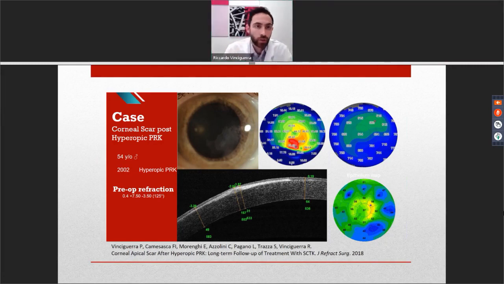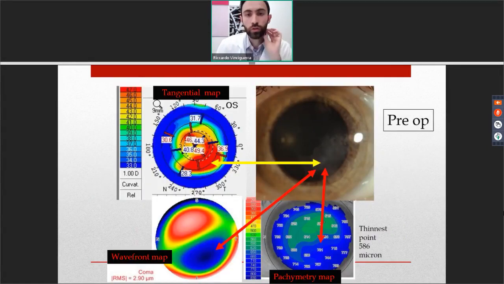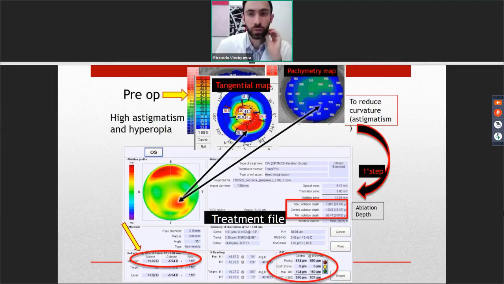So this is a scar after hyperopic ablation. You can see all the scans pre-op. So how do you solve this case? We want to ablate where it is steep here, and here we have tissue. So you want the laser to work here and not here where there is no tissue. So obviously this is the first treatment file. This is a transepithelial custom ablation based on the topography.